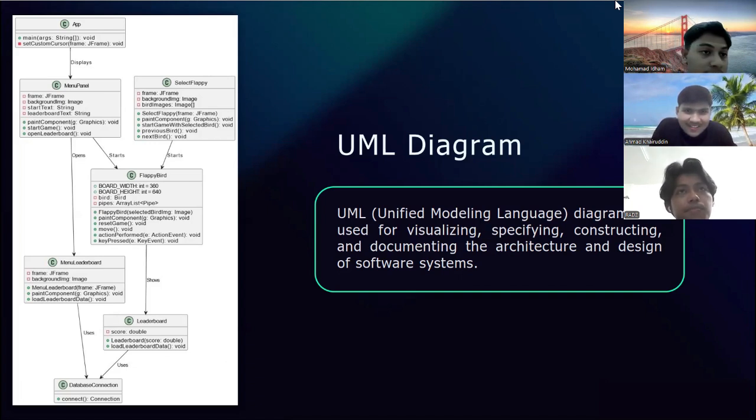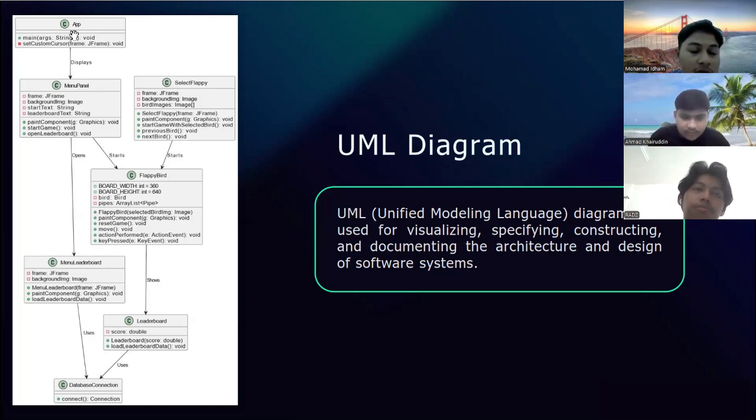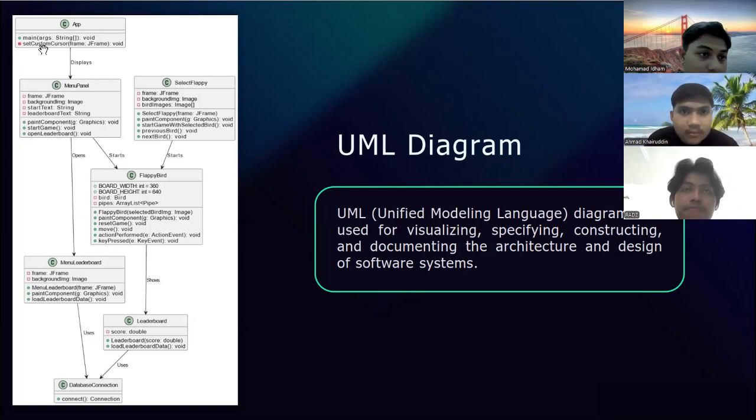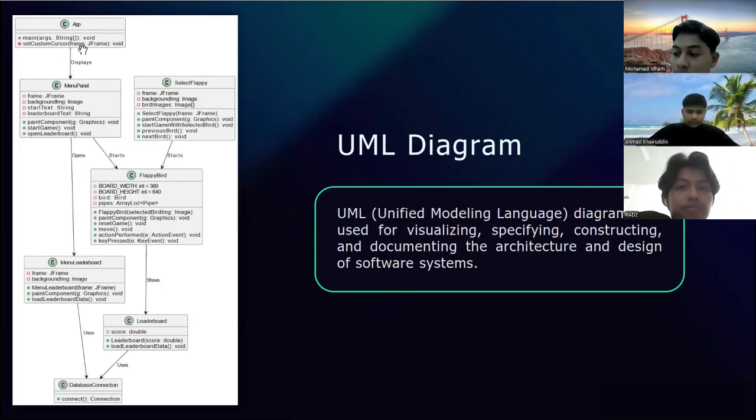So we go to the first class, which we can see here is the class named App. In this class, there are no attributes, but there are methods that we use in this class, which is a main method. If you can see here, main arguments string void, and then the next method that we use is set custom cursor, to customize the cursor for the game.